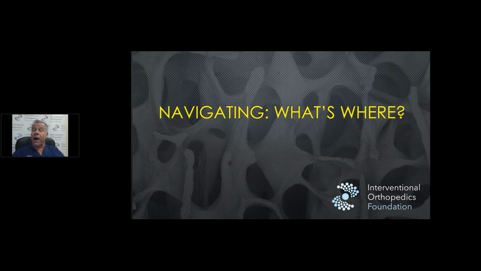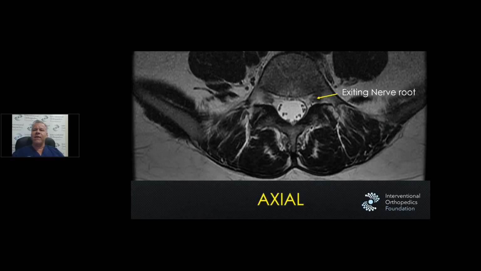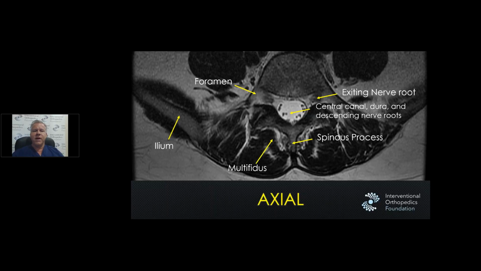Now let's kind of look at what's where, just some normal anatomy. So in the axial image, we have an exiting nerve root there, a foramen there, a central canal with the dura and descending nerve roots. The nerve roots are those little dots. We have a spinous process, an ilium here because we're low down at L5S1, a multifidus muscle, which is the deepest layer there, a thoracodorsal fascia, facet joint, vertebra, psoas, and the supraspinous interspinous ligament complex connecting into the thoracodorsal fascia.